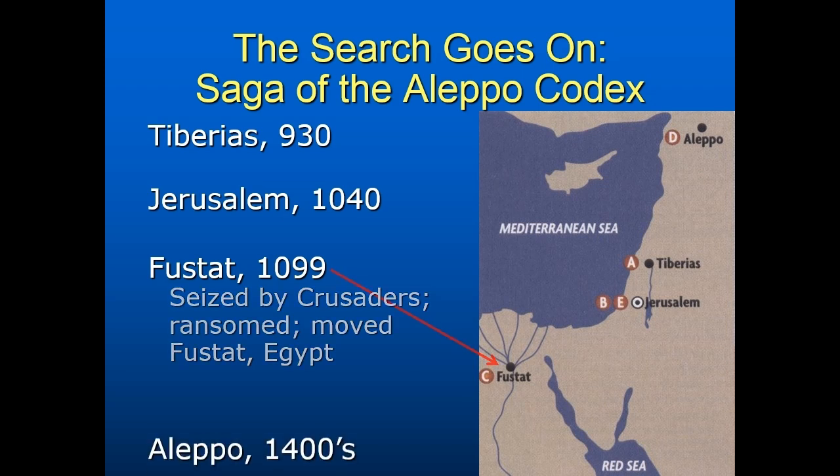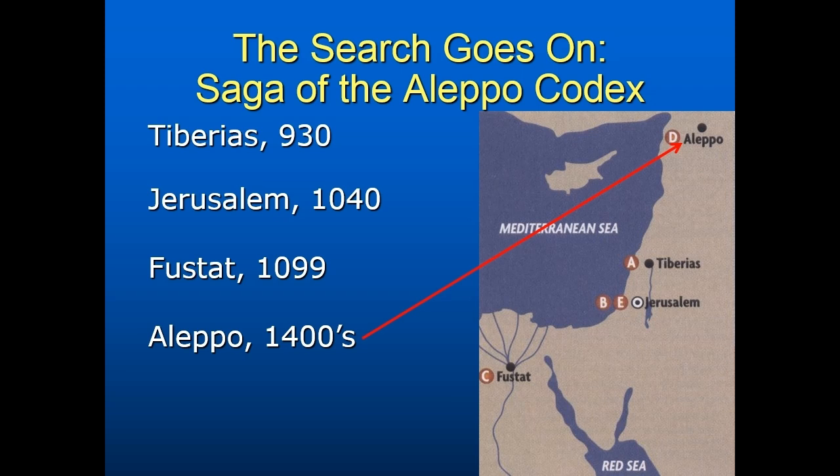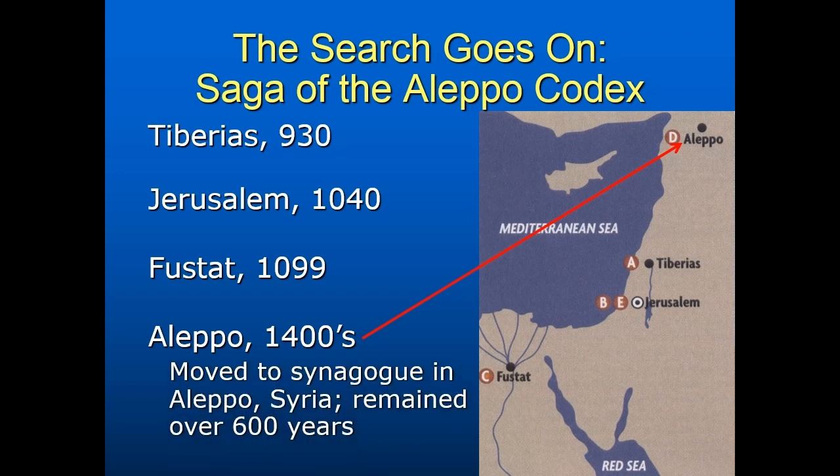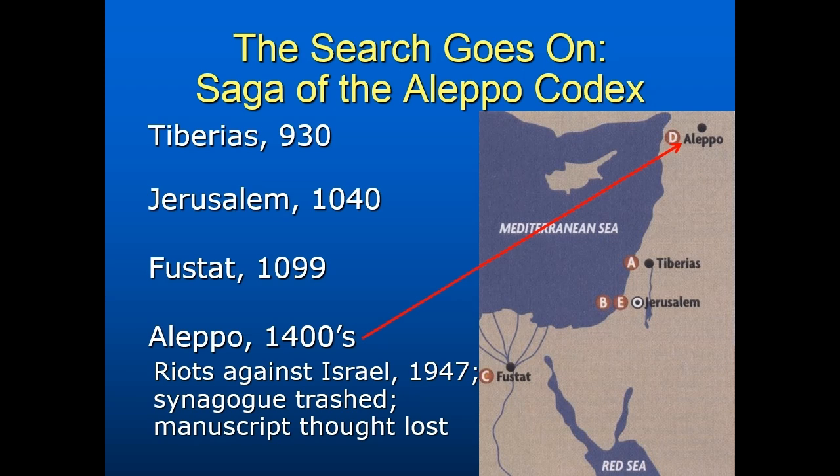After about 300 years, though, it moved again, this time to a large synagogue in Aleppo, Syria, around 1400. Since it remained there for 600 years, it has ever since been called the Aleppo Codex. But the currents of history caught it again in 1947. That was the year that the Jews reestablished the State of Israel, and fury at them throughout the Arab world boiled over. Rioters in Aleppo trashed and burned the synagogue, and the precious manuscript seemed to have been lost in the chaos.